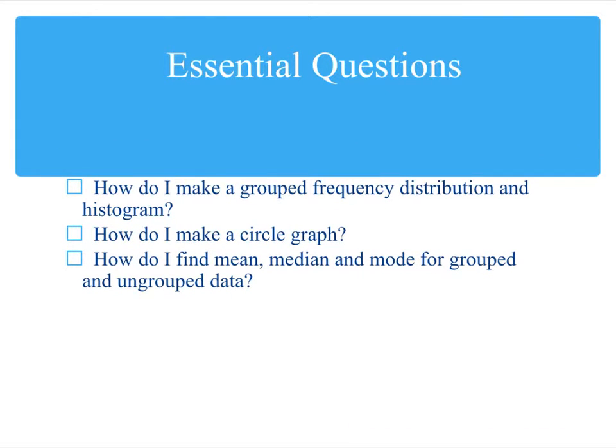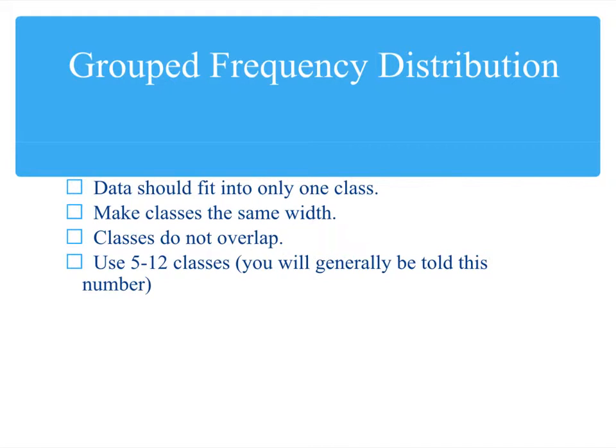You can see that we're going to cover three big ideas here. We're going to cover how to make a grouped frequency distribution with a histogram, how to make a circle graph, and then how to find mean, median, and mode for both grouped and ungrouped data. So let's start with a grouped frequency distribution.